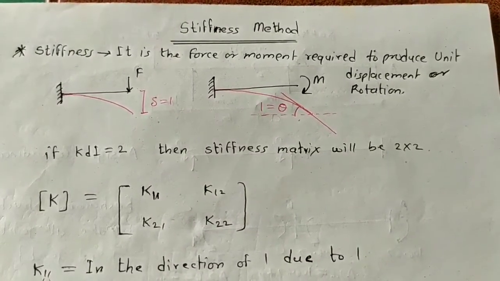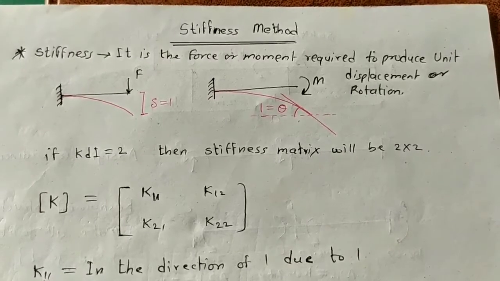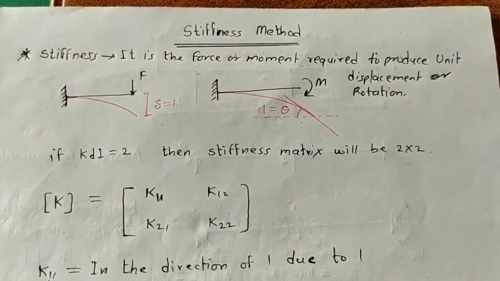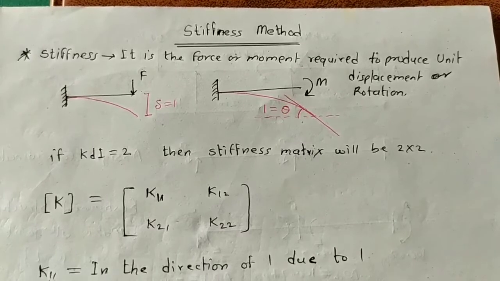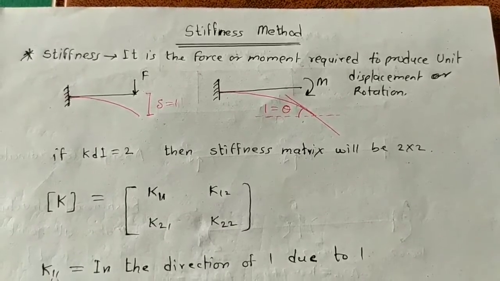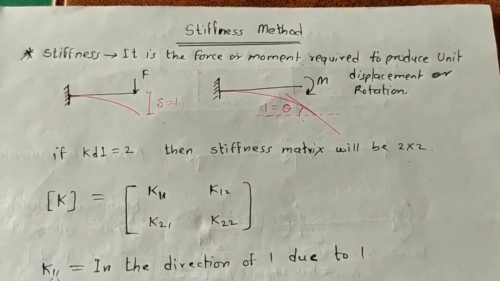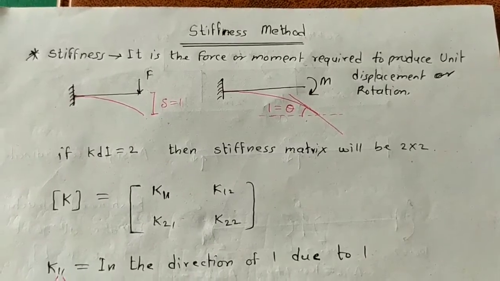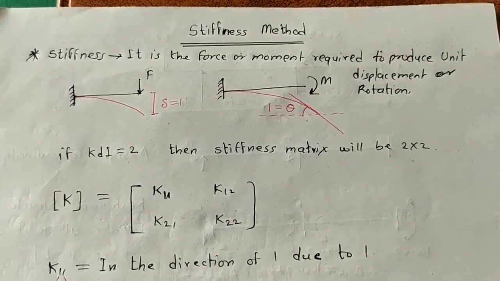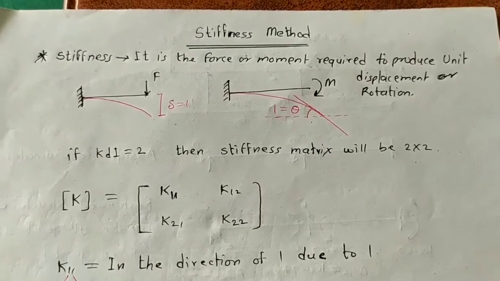Here I am to give an introduction to the stiffness method. Stiffness is the structural property of a material. Every material will have different stiffness. Now, what is meant by stiffness? That I will explain by using these two diagrams.